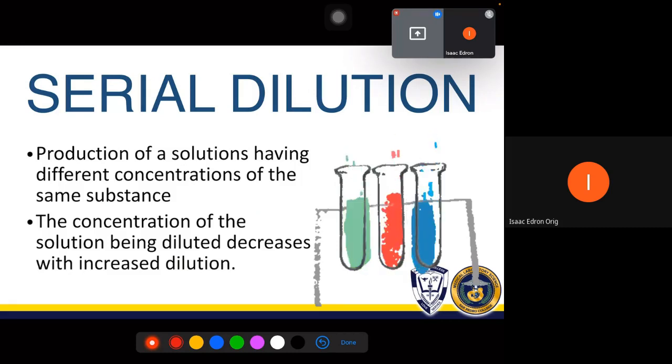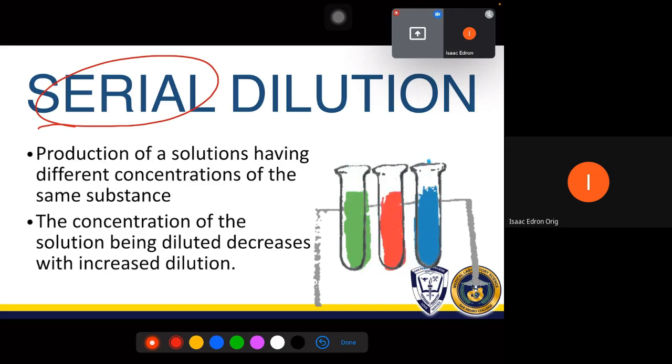Yun siya yung mga simple dilution, yung kaisa mo lang i-dilute. Pero yung serial dilution, this is the production of solutions having different concentrations of the same substance. So the concentration of the solution being diluted decreases with increased dilution. So habang dinidilute mo siya, di ba, serial, from the name serial, idilute mo siya ng idilute hanggat makuha mo yung kailangan mo na dilution. So dilute, dilute, dilute. So patuloy-tuloy mo lang siya idilute.